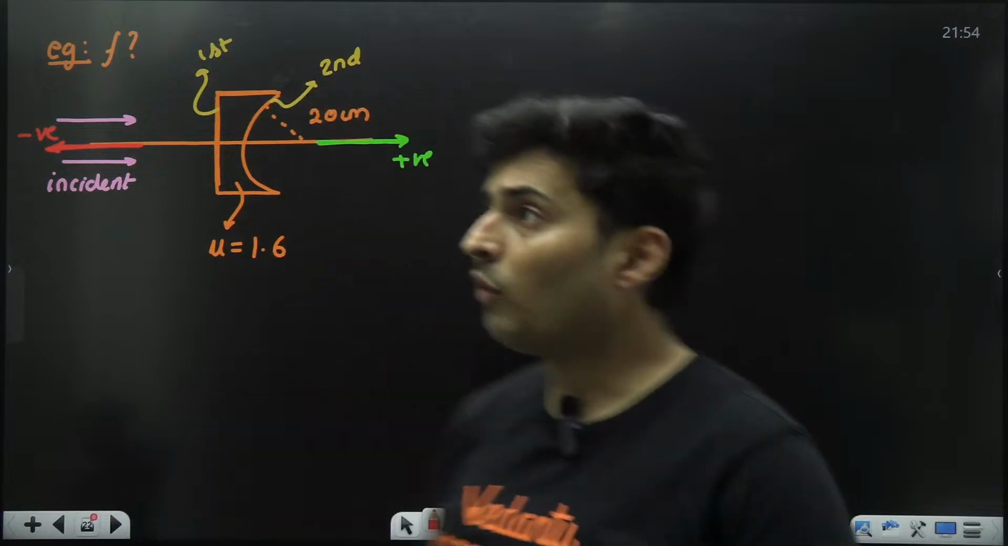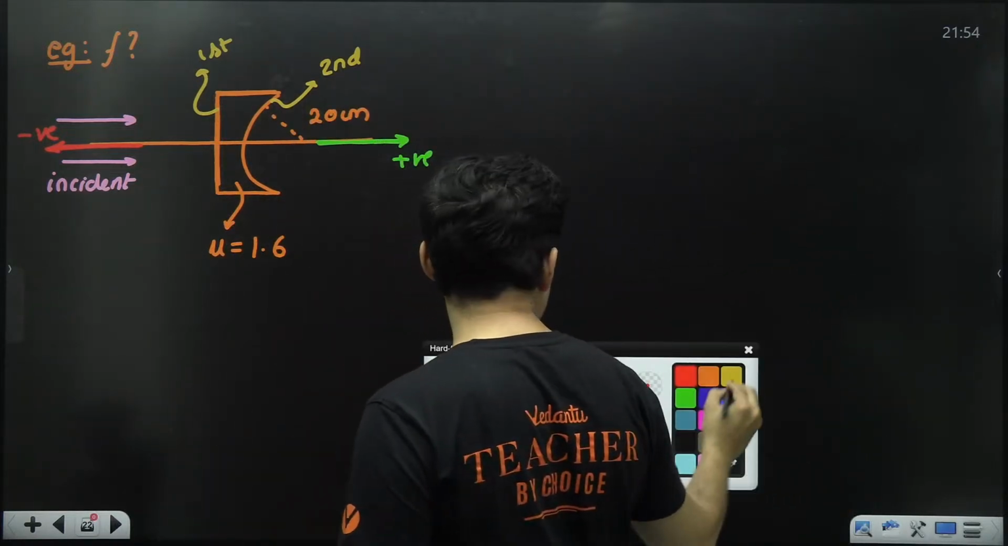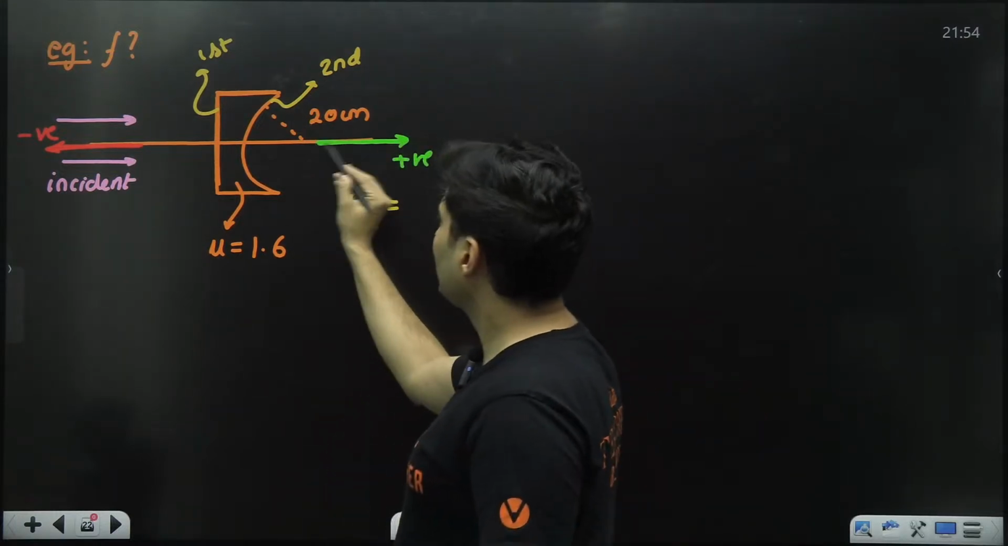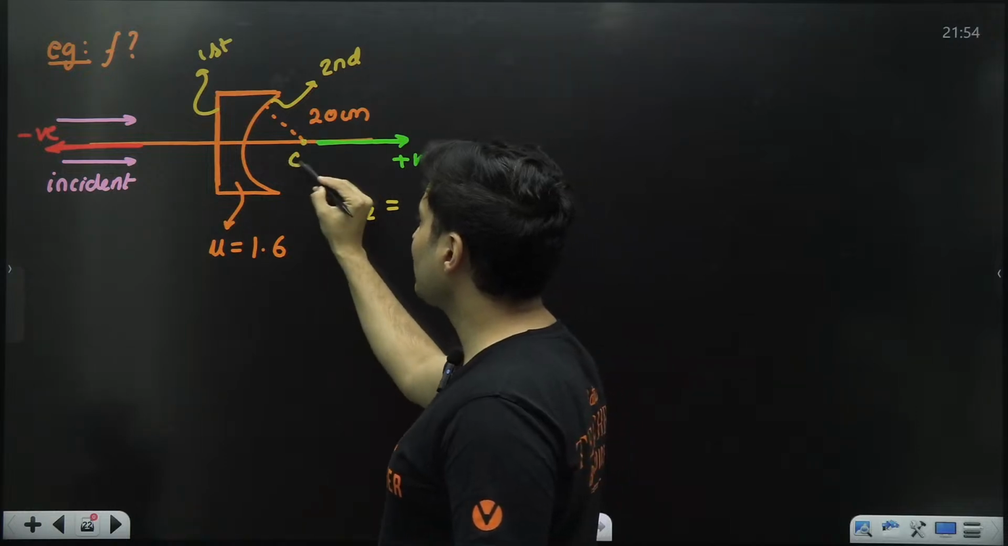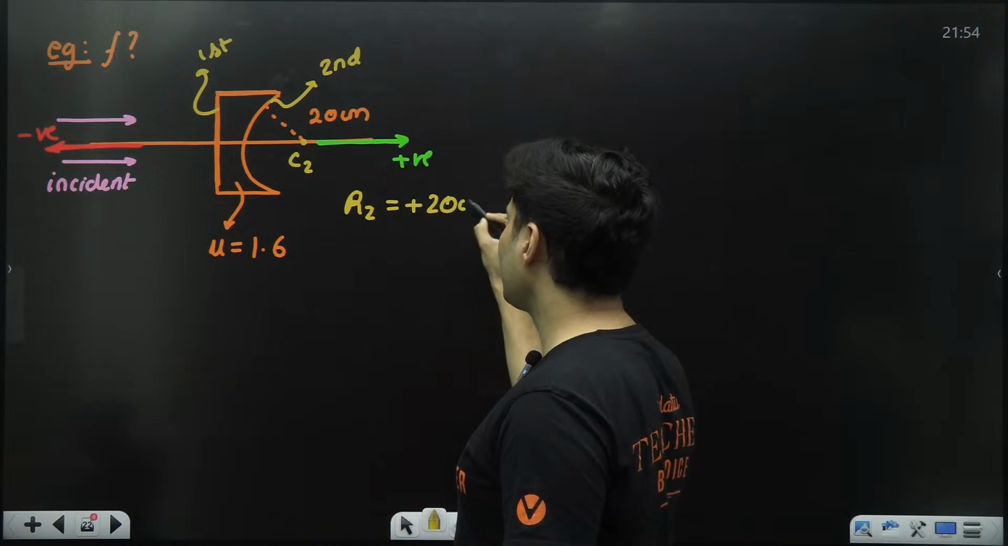Okay, sir. What next, sir? See, if this is a second surface, that means R2 will be on the positive side. You can see this is the second center. So it will be positive 20 centimeters.